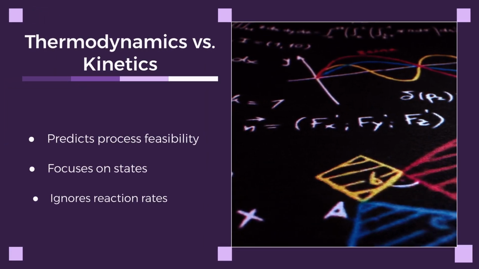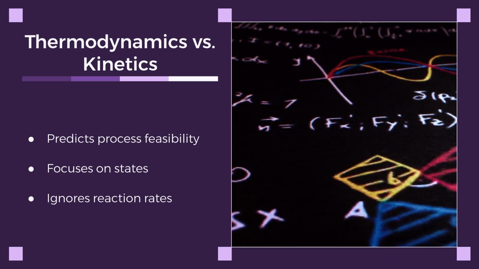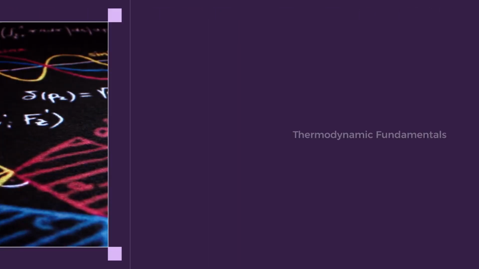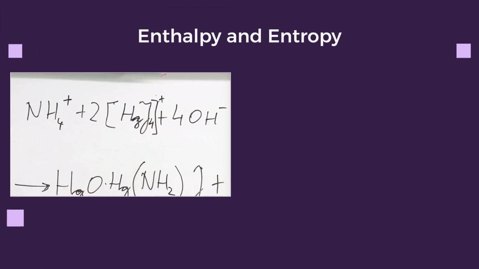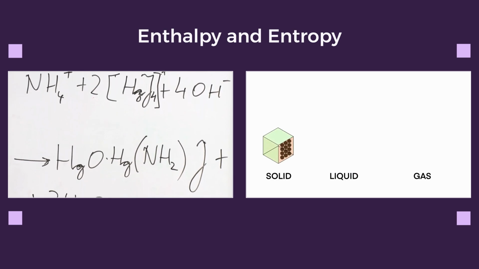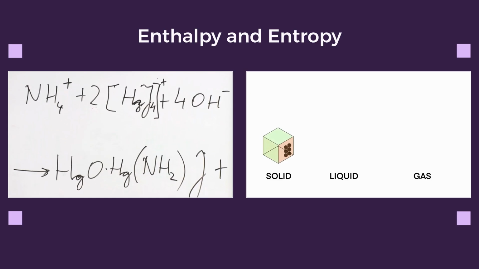It is crucial to distinguish between thermodynamics, which predicts if a process is possible, and kinetics, which measures how fast it occurs. To understand bioenergetics, we look at the thermodynamic quantities that govern chemical reactions. Enthalpy, or heat content, and entropy, the measure of randomness, are the two primary factors changing during a reaction.